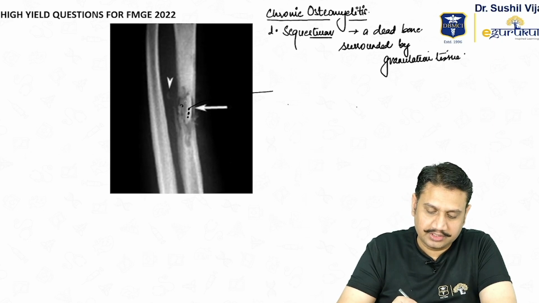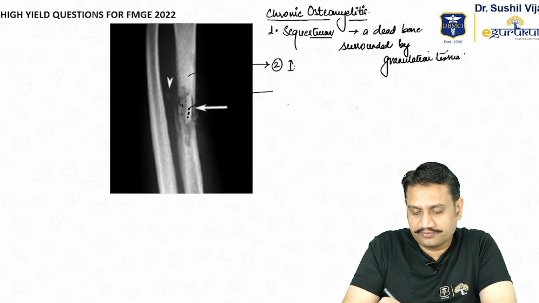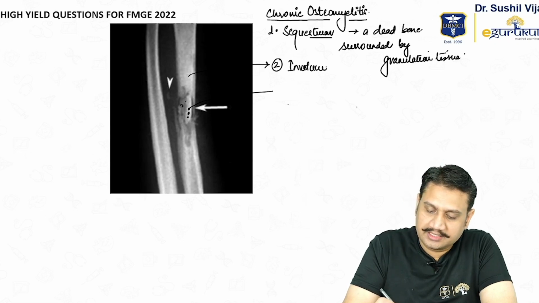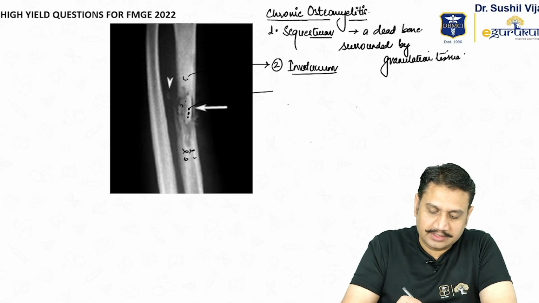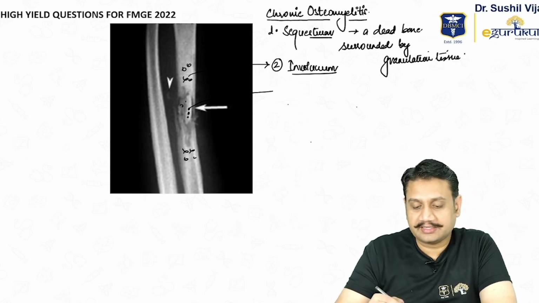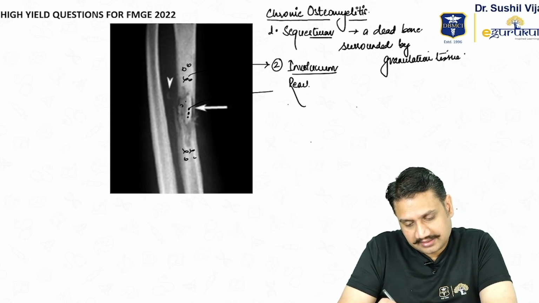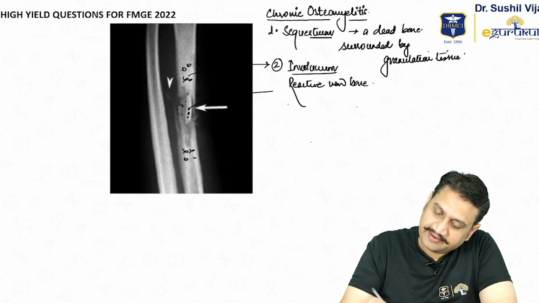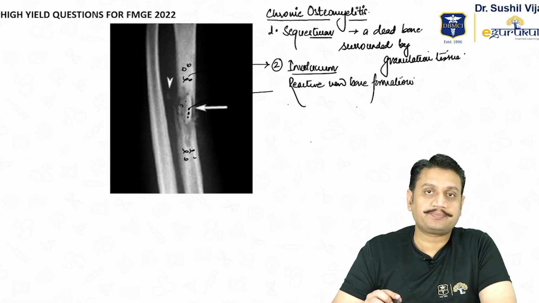Where is the granulation tissue? This whole area. This whiteness that you see here is the second feature of chronic osteomyelitis, which is known as involucrum. So how do you define involucrum? This whole whiteness all around the infected area is involucrum. Involucrum is defined as a reactive new bone formation, right?